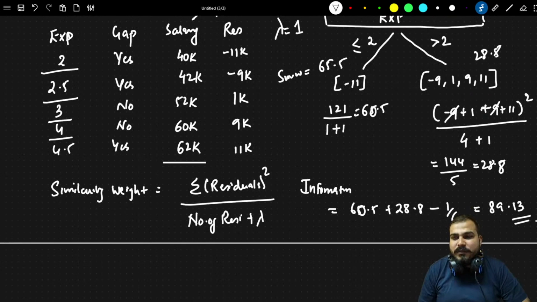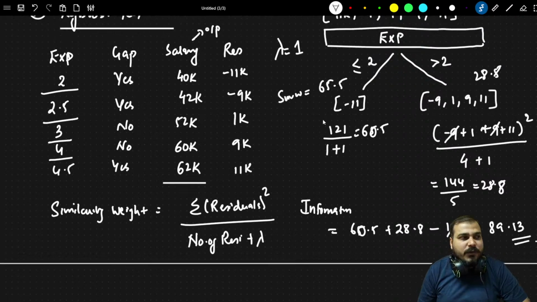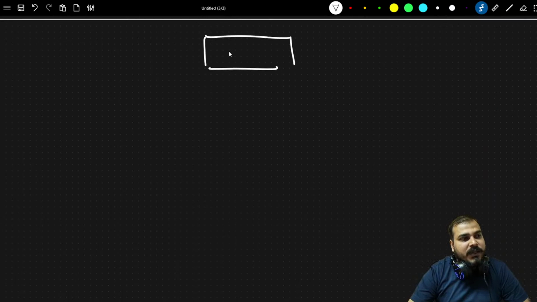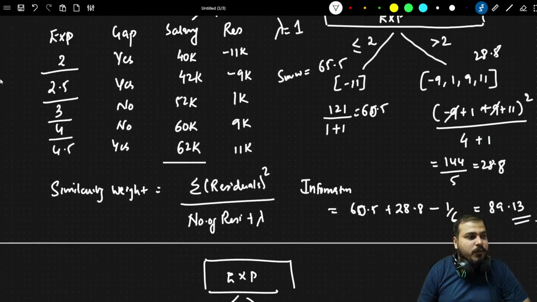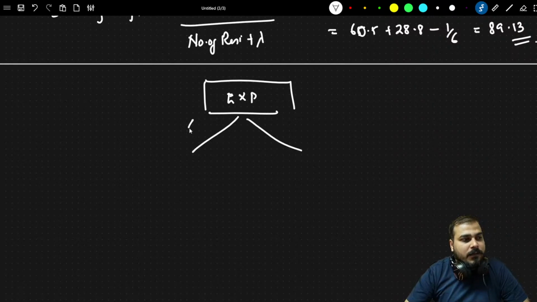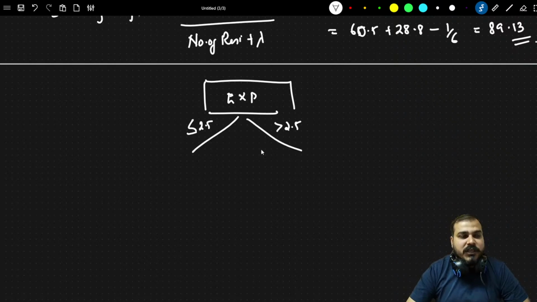Now, the decision tree can be split any number of times. Probably the next split we can do is something like this, on my experience feature. The two splits that may happen are less than or equal to 2.5, or greater than 2.5. If this gives a better information gain, then the split will happen like this. Otherwise, whichever gives the better information gain, the split will happen that way. Let's say that this is the split that is required.